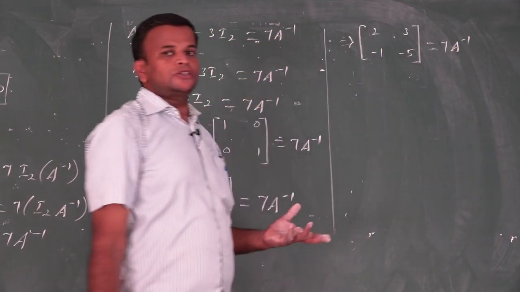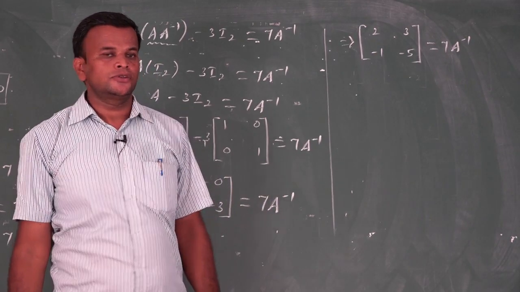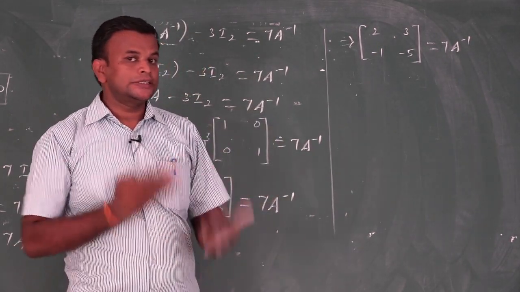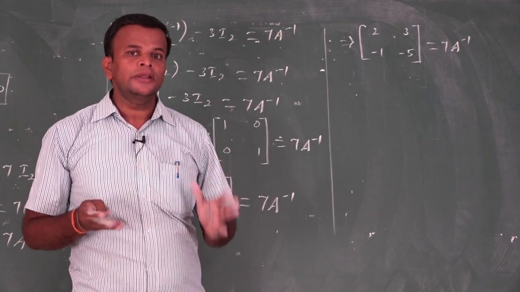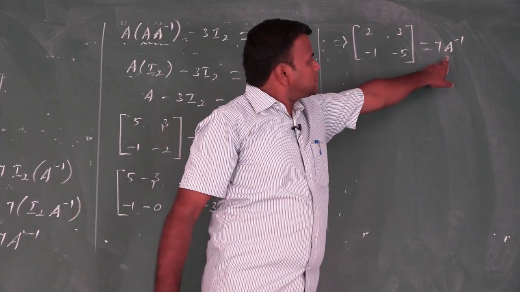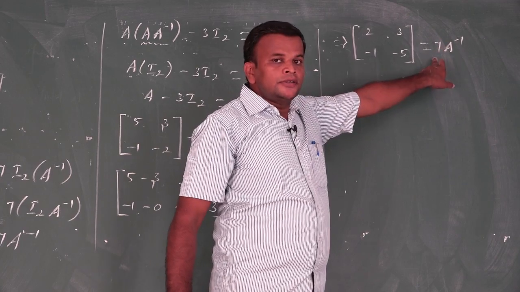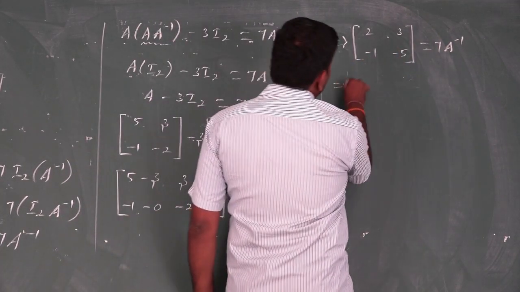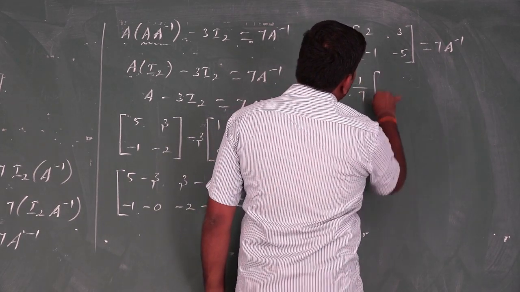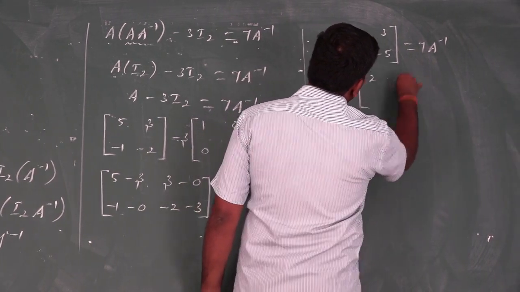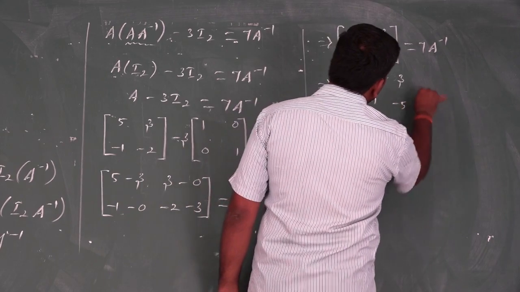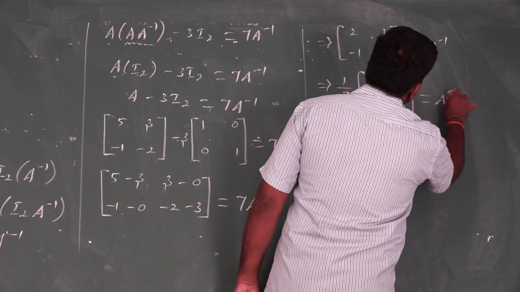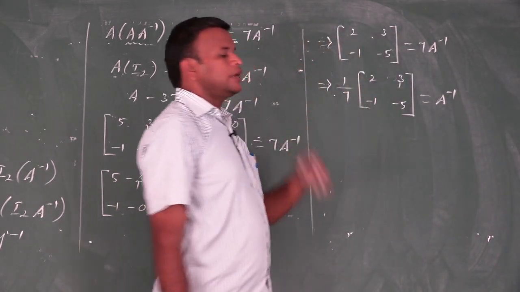But our question is to find A inverse. So we do one more step. What is the next step? We need A inverse alone, but this A inverse is multiplied with 7. So the multiplication by 7 becomes division. So it becomes 1 by 7 of 2, 3, minus 1, minus 5 is equal to A inverse. So this is the value of A inverse.